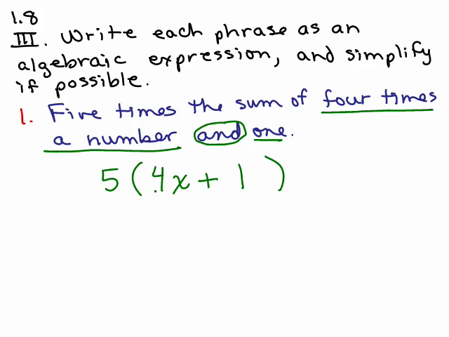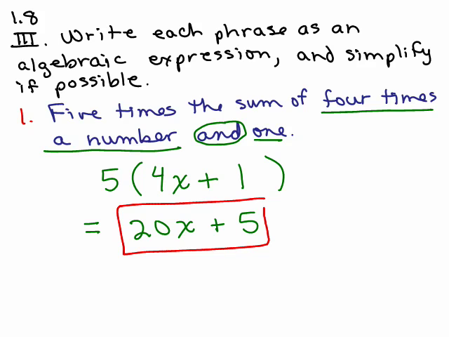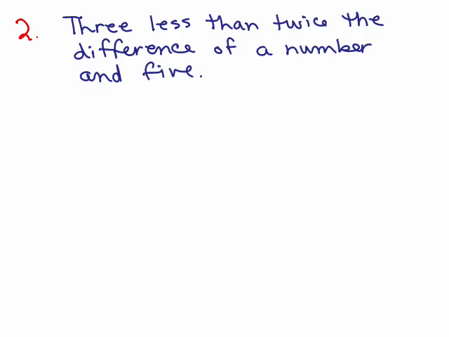You would write 5 times 4x plus 1. Now, to simplify it, you would do the distributive property. 5 times 4x is 20x, plus 5 times 1 is 5. And that would be the final answer after it's simplified. So there's two parts. All right, the next one.